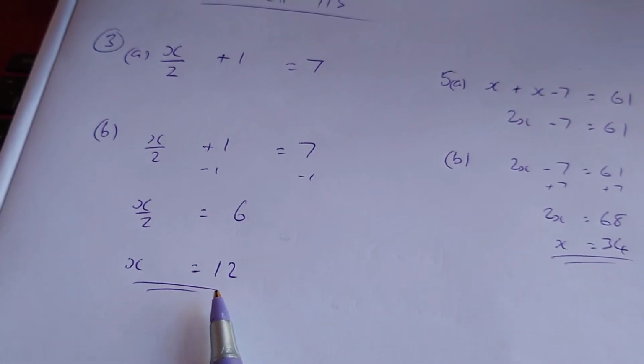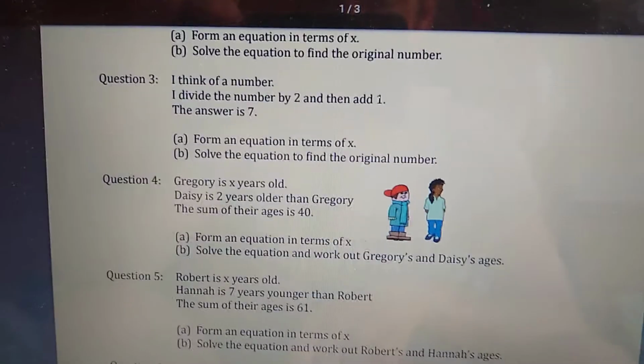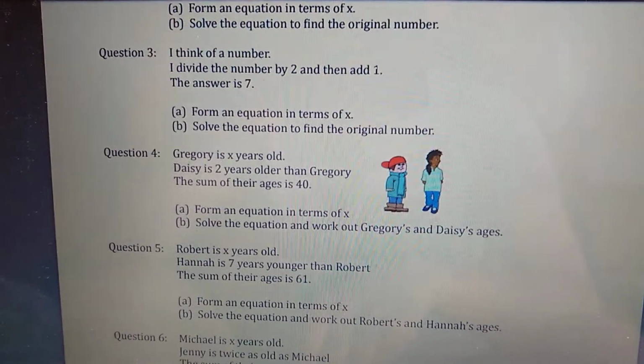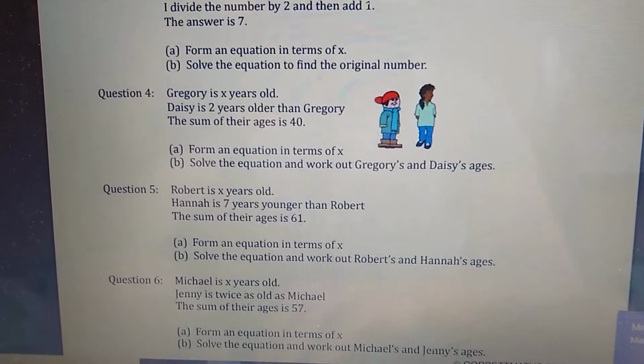Okay, let's go back to the question. So we're saying the number's 12. I think the number's 12, divided by 2, which is 6, and then add 1, which is 7. So we've got the right answer there.